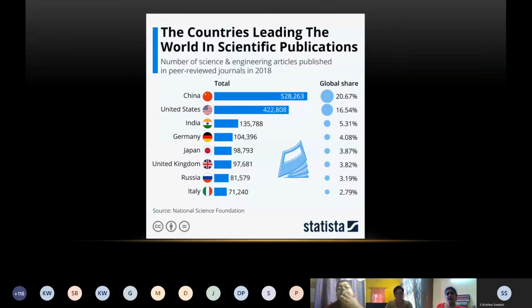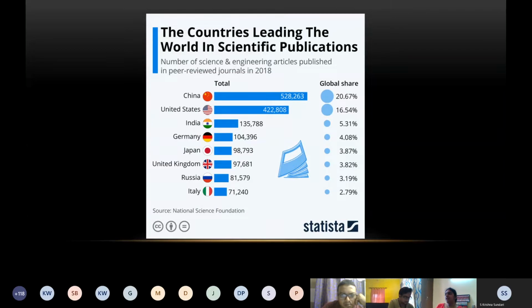So first of all, let's understand, when we talk about publications, primarily scientific publications, how does the world see us, and across different countries, what is the global share of scientific publications? As you can very well see from this picture, the country leading in scientific publications is China for many reasons, followed by the United States, and here we are in an envious third position.